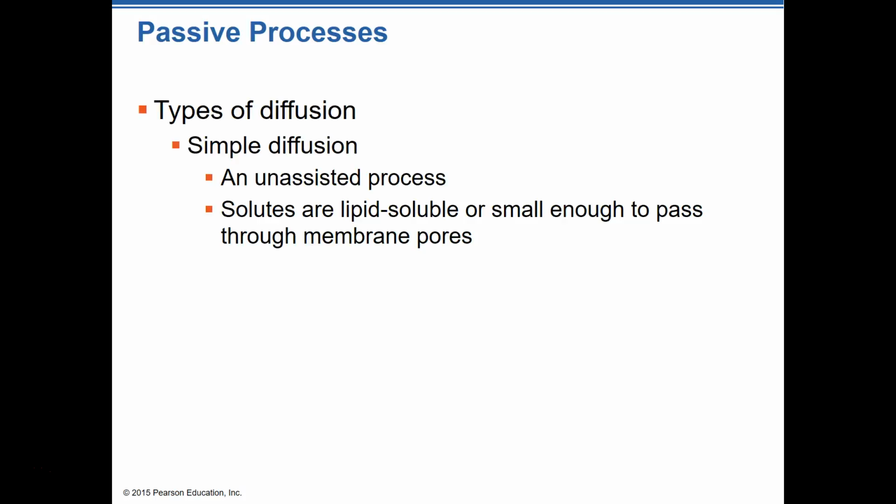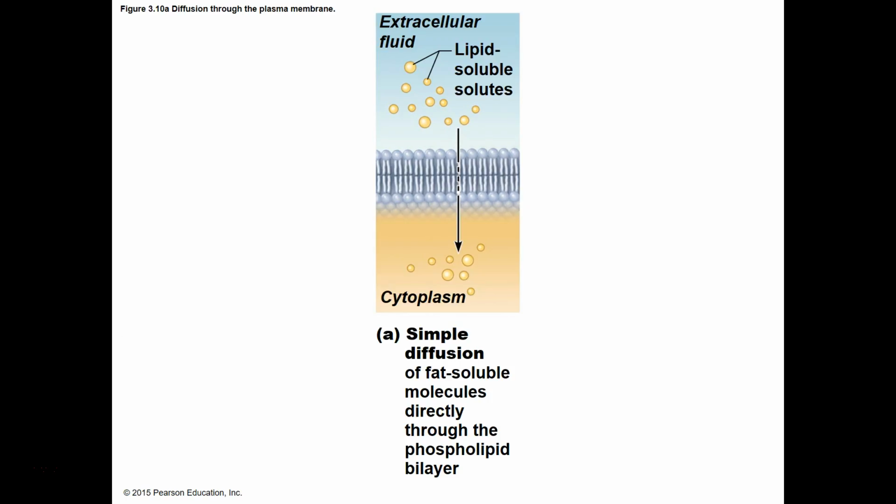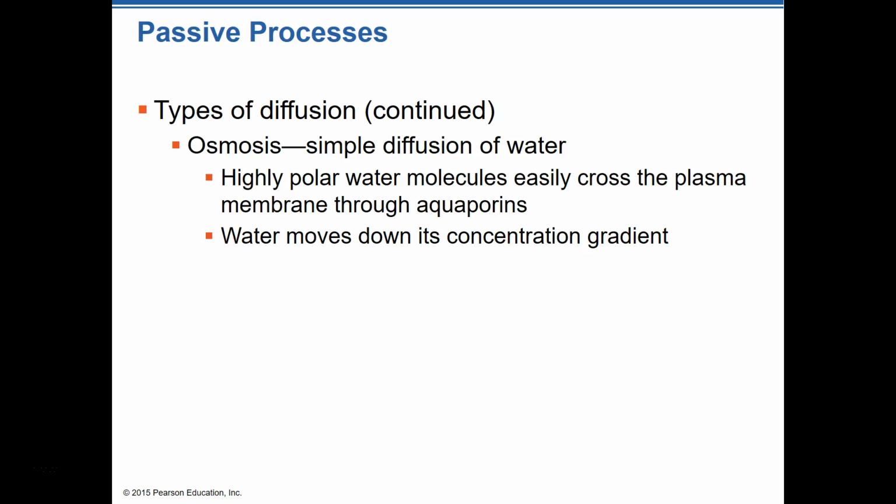We call it simple diffusion if the process is unassisted. Solutes that are lipid soluble are small enough to pass through the membrane. Lipid soluble substances can pass through the membrane easily, and don't require energy. So it's just simple. They just diffuse across there. Very simple to get across. And you can see an example of that. Lipid soluble solutes that are outside of the cell diffuse across into the cytoplasm really easily. Easy process.